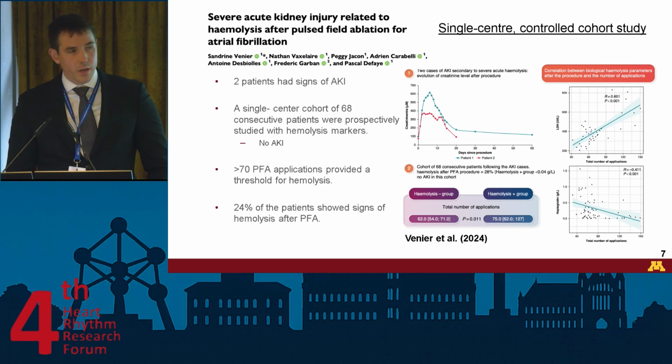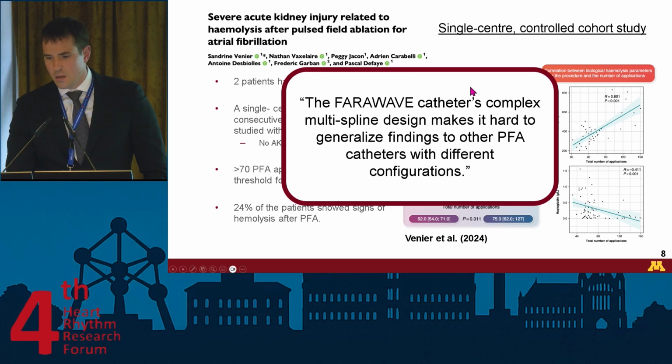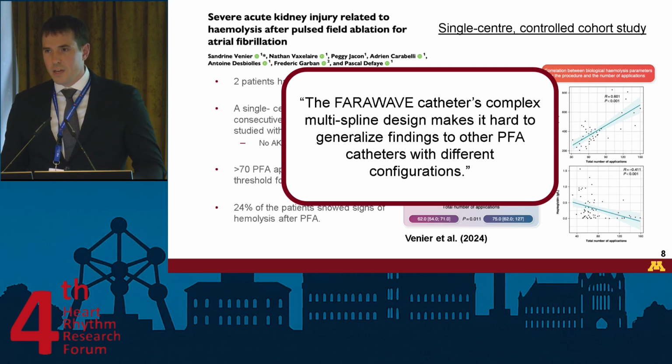And even though there were no acute kidney injuries in this case, there were 24 patients who still showed some signs of hemolysis. And I had mentioned they utilized the FARAWAVE catheter, and what's difficult is nobody knows how each of these catheters performs across, because they each have their own complex electric fields, and it's hard to generalize the findings here.